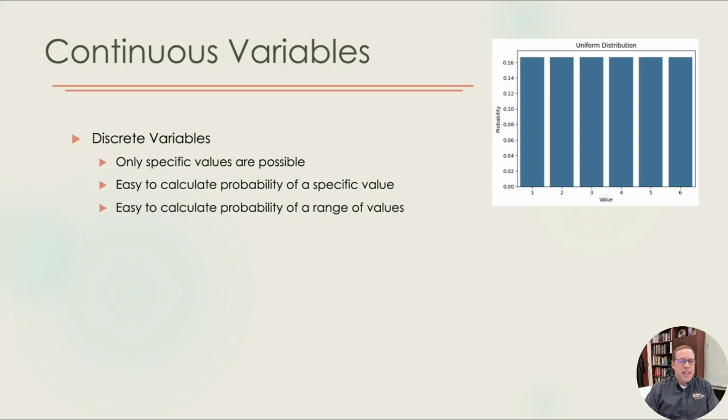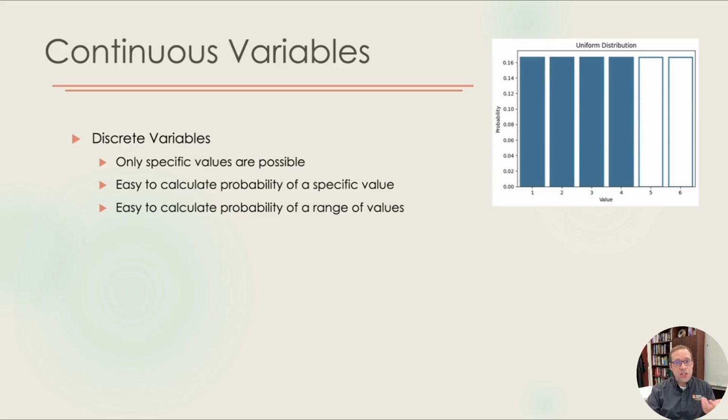Now, this makes it really nice because if you want to calculate the probability of a single specific value, you just look in your probability distribution table and just look at that single value. Or if you're looking at a graph, what's the height of the graph? Calculating the probability of a range of values is also easy.